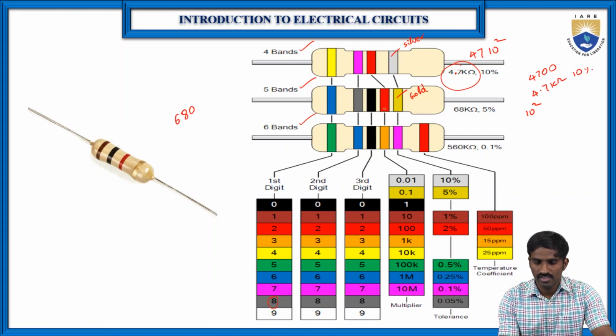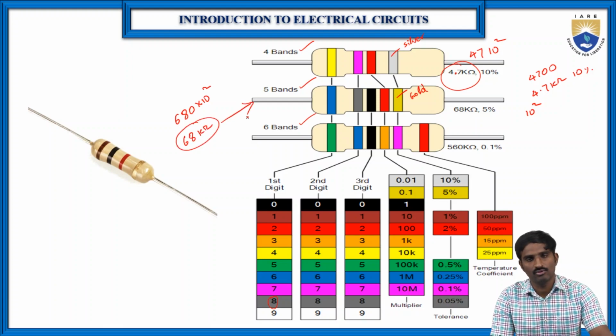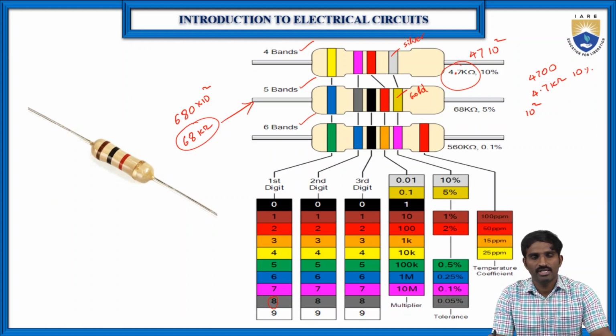So the multiplier for that red is 10 to the power of 2, which means 680 kilo ohms. Sorry, 68 kilo ohms. So this is how we can find the resistance of a particular resistor by using this color coding, right? Then coming to the third one.